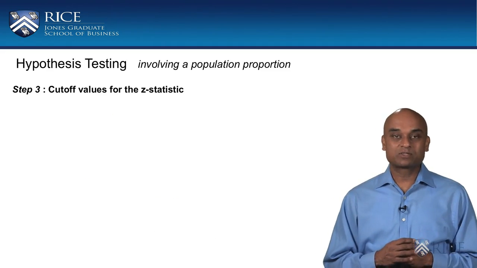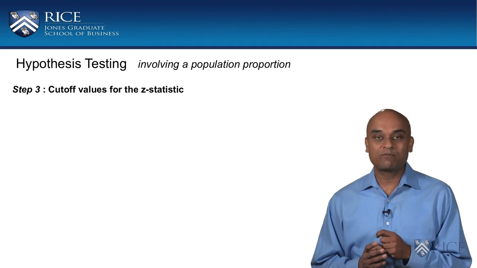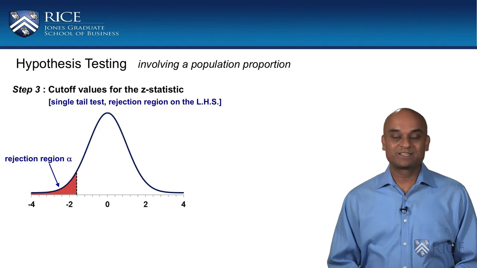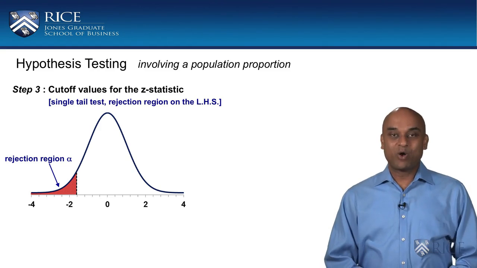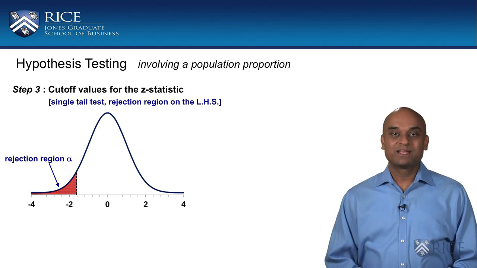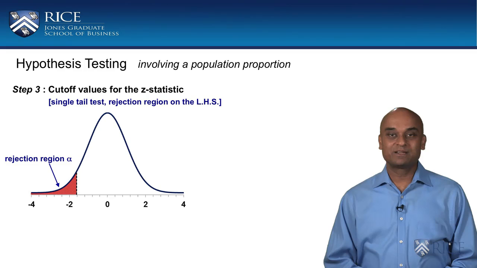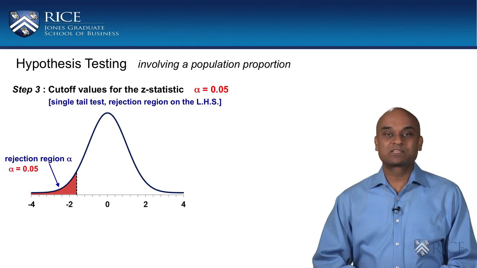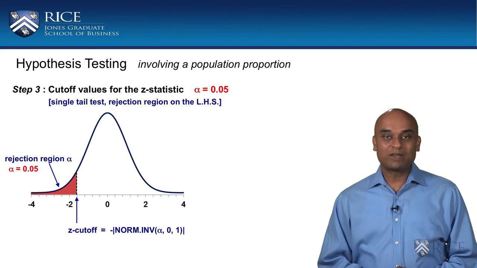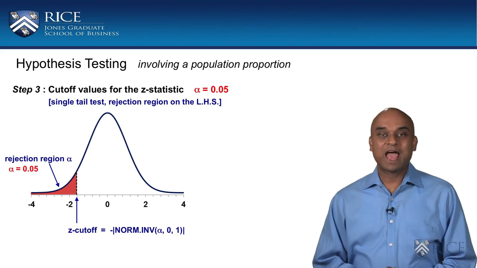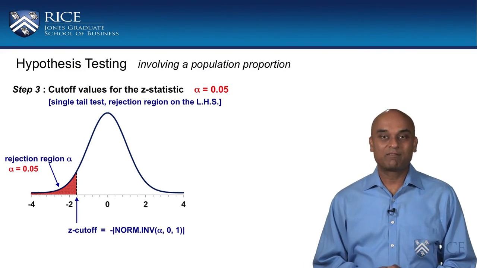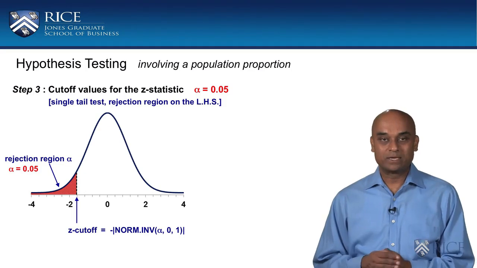Step 3 in the process is to calculate the cutoff values for the z statistic. This is a one-tailed test with the rejection region on the left hand side, and since no significance value is mentioned, that is, no value for alpha is mentioned, we would choose alpha, the significance level, to be 0.05, which is the industry standard. The cutoff value is calculated using the negative absolute value of norm.inv(alpha, 0, 1).